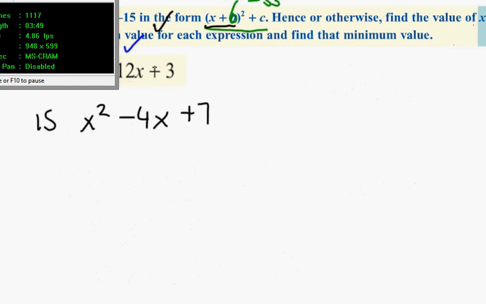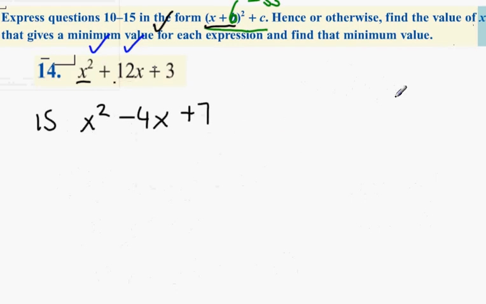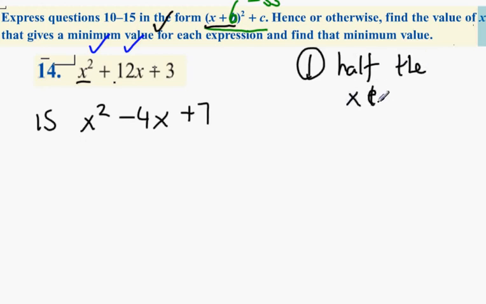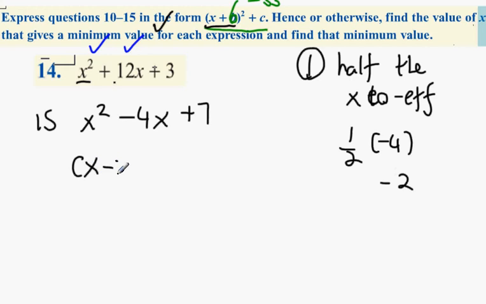Alright guys, this one here. Start off, number 1, half the x term, or the x coefficient as it's called. The x coefficient is the number that comes from the x. Half of minus 4, what do we get? Minus 2. This means that our squared part is going to be (x - 2)².